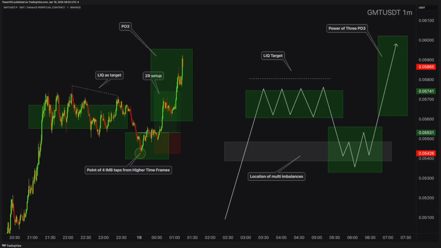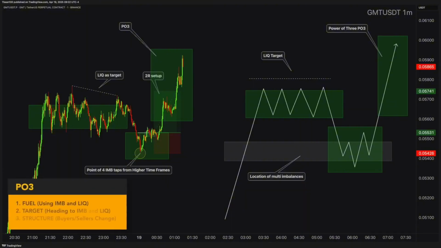What does the power of 3 actually consist of? 1. The fill. Price sweeps liquidity and possibly hits an imbalance area, fully filling up. This is generally the first step. 2. Target. Target should be on the opposite side of the PO3. It should be either liquidity or imbalance or the combination of both of them. 3. The structure shift. Structure must shift before the trade. So the buyers and sellers change hands.